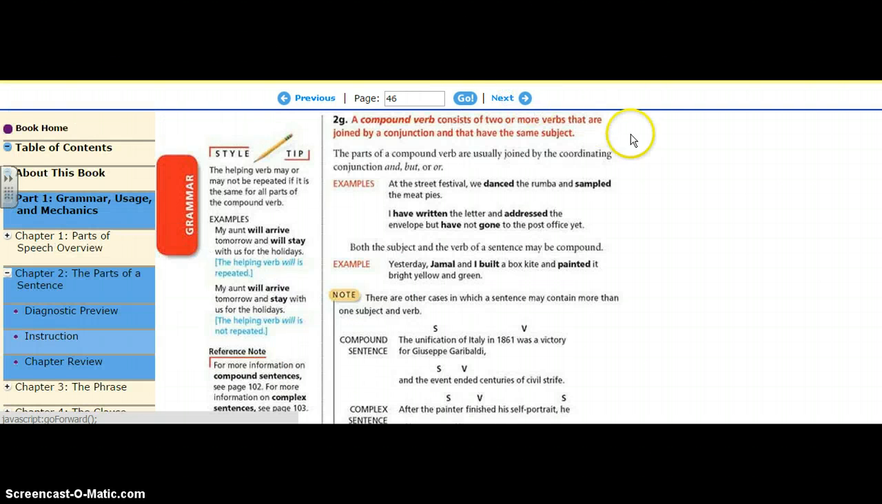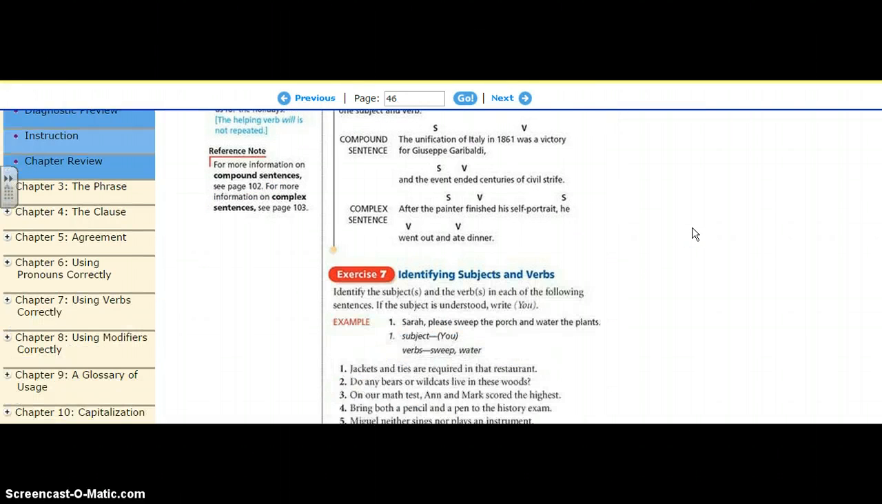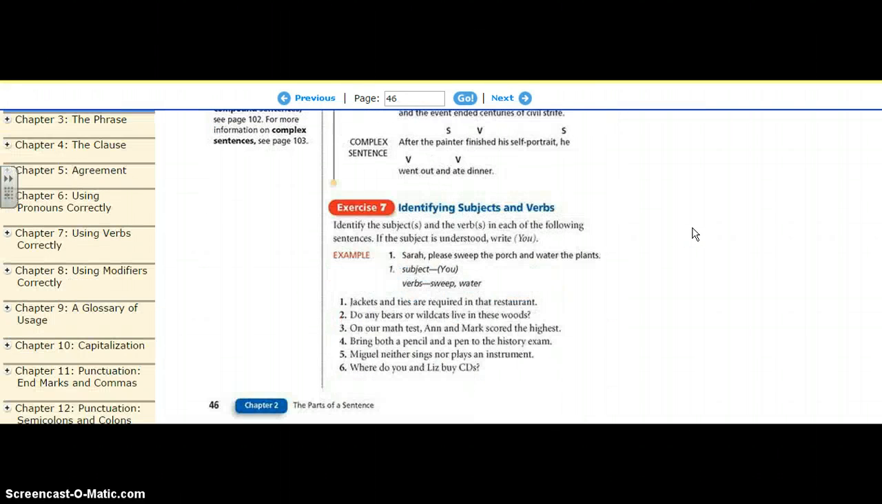Page 46, a compound verb consists of two or more verbs that are joined by a conjunction and have the same subject. They are usually joined by the coordinating conjunction and, but, or. And you have the examples there. On exercise 7, you will do the odd numbered problems or sentences: 1, 3, 5, 7, and 9. You may pause to complete this task.